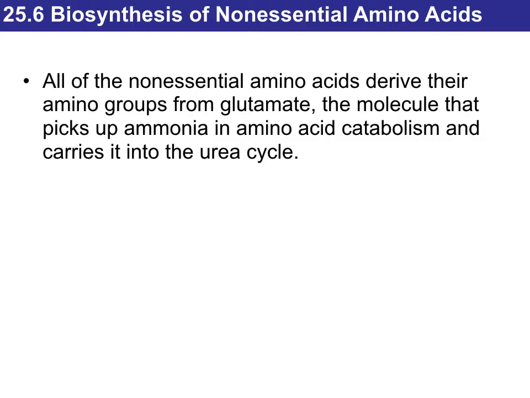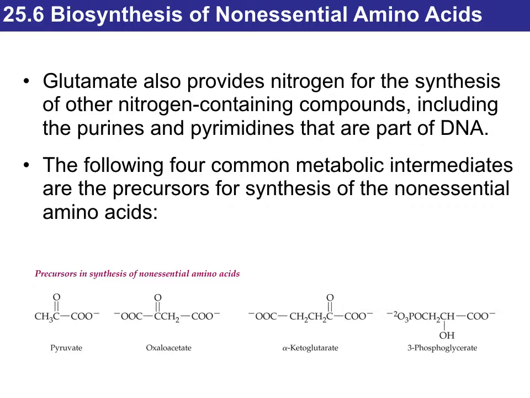Now, all of those non-essential amino acids can be made by getting their amino group from glutamate, the molecule that picks up ammonia in amino acid catabolism that we described earlier and carries it into the urea cycle. Glutamate is also important because it provides nitrogen for synthesis of other compounds such as purines and pyrimidines, A, T, C, G, that exist in the DNA and RNA.